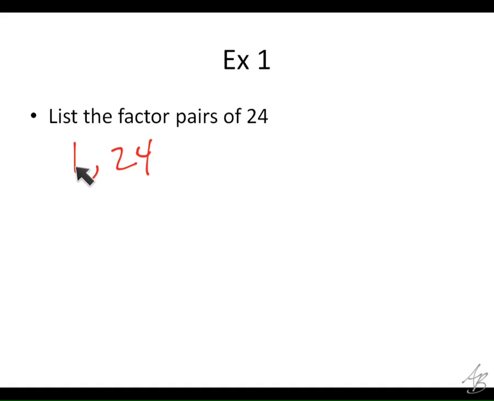Okay, so starting at 1, let's just work our way up. Is 2 a factor of 24? Does 2 go into 24? How many times? What do we multiply by 2 to get 24? Okay, good. What if you didn't know that? How could you figure it out?